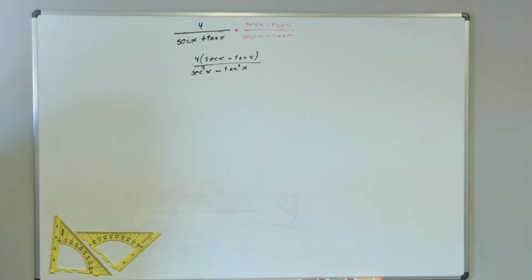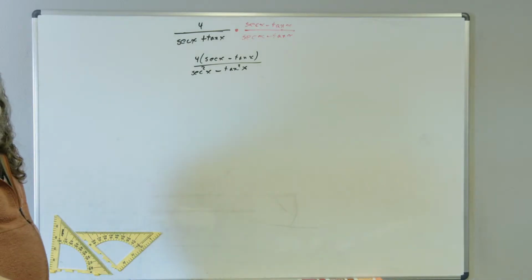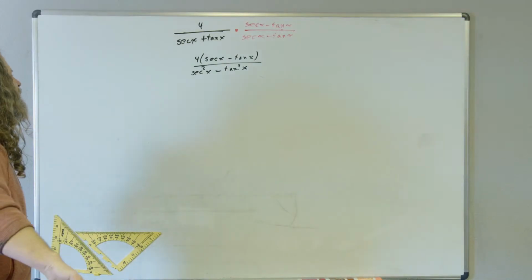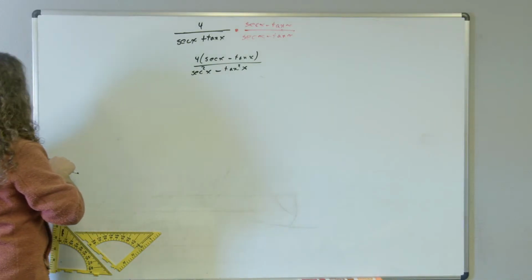Secant and tangent do a Pythagorean thing. That might be helpful. There's no 1. That's true. Tangent squared plus 1 equals secant squared, that's right. But there's no 1. So how do we make 1?